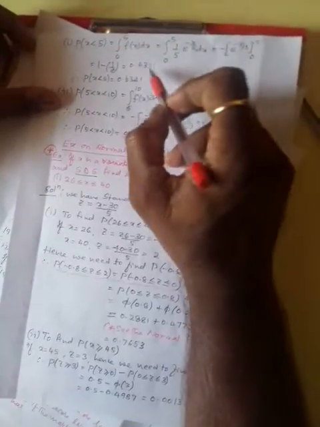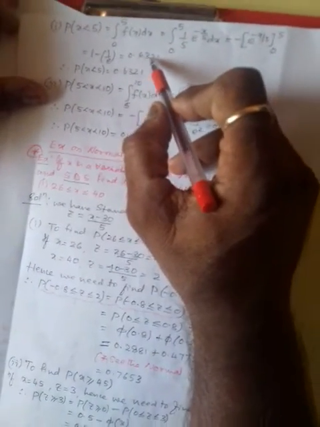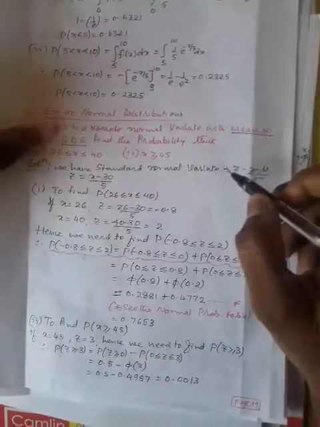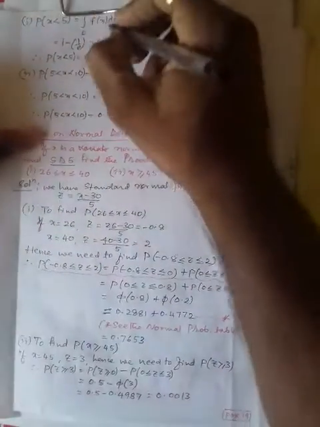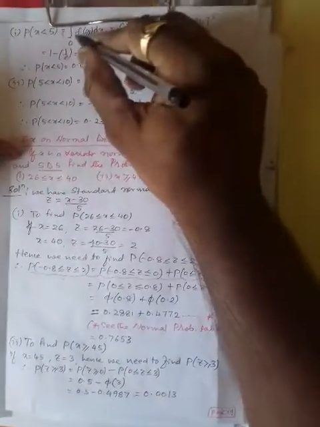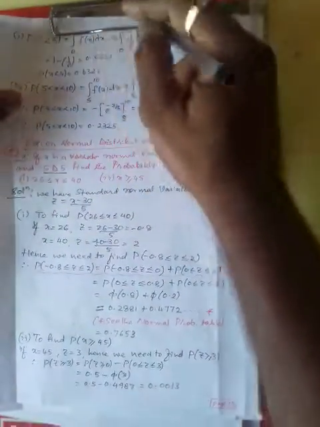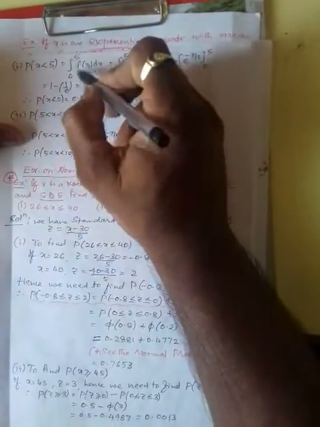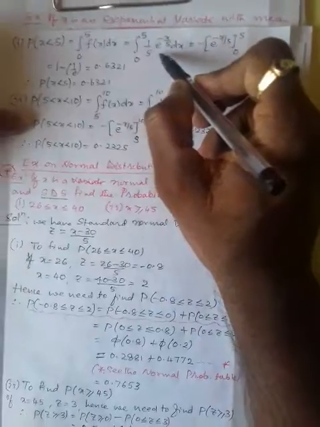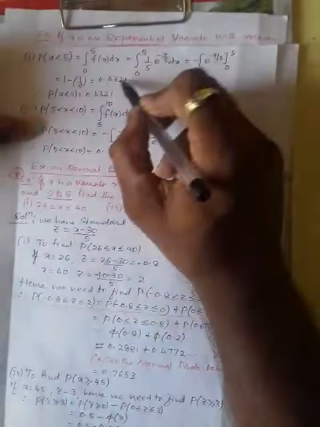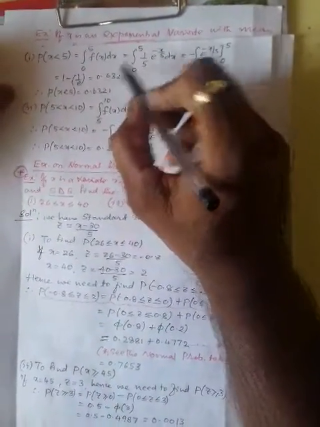P of x is less than 5, it will be the integral from 0 to 5 of f of x dx. Putting the respective value of f of x and doing the integration, okay, P of x is less than 5. Putting the value, x is less than 5 means what? The limits of the integration are between 0 to 5 of f of x dx. F of x is given already, therefore go for the integration, it will be 0.6321.